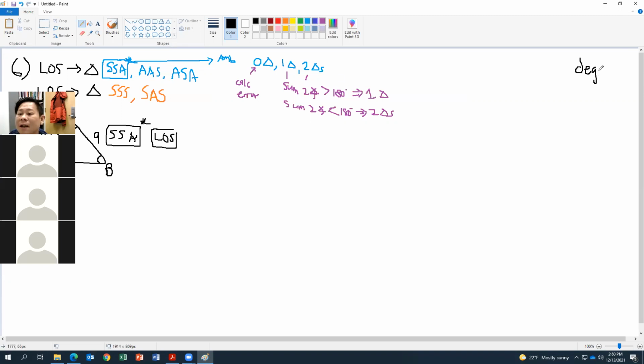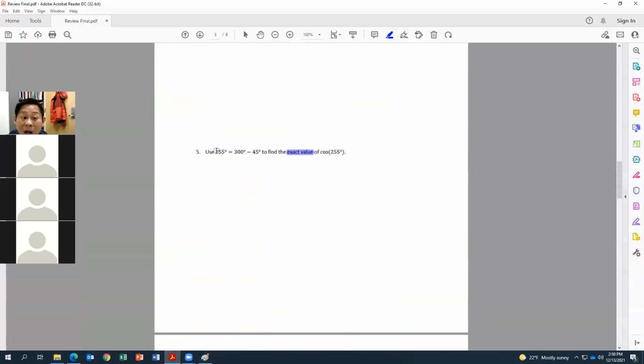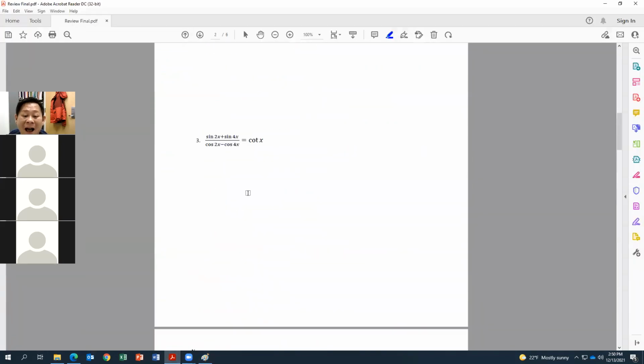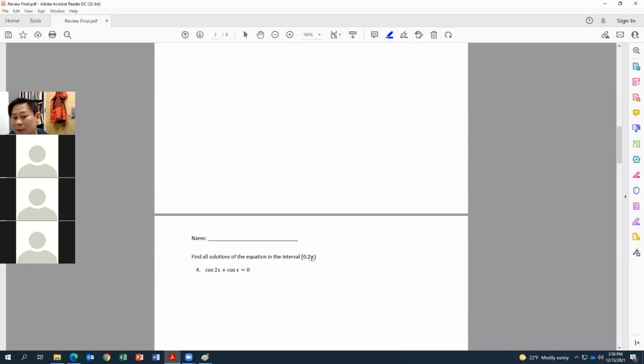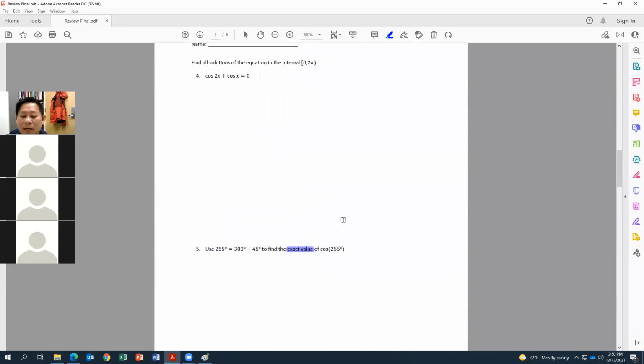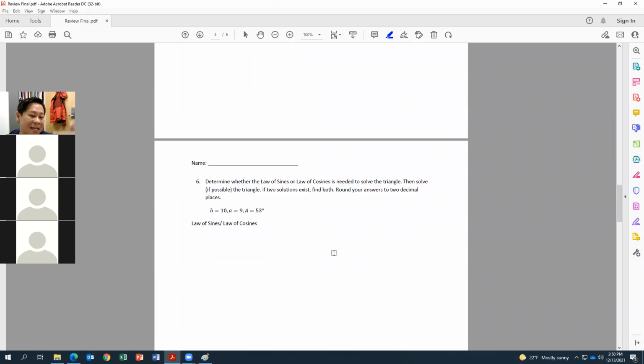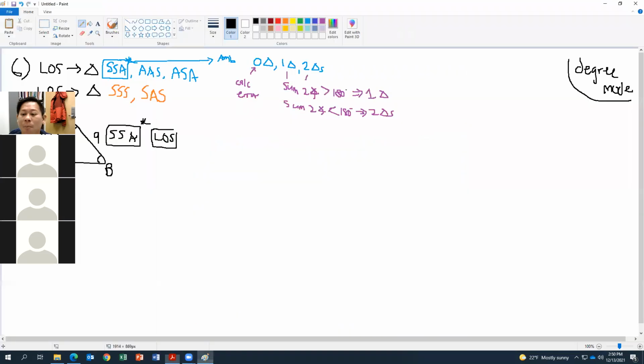This is also another thing I found a lot of students do wrong in my test: the mode. For the first few questions, your mode can be degree or radian, depending on the question. But anything after this, make sure your mode is always in degree, because if your calculator is still in radian, no matter what you did, it's all going to be wrong. I have students forget to change the mode.